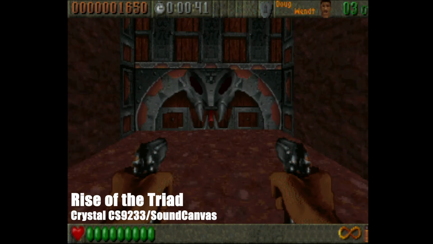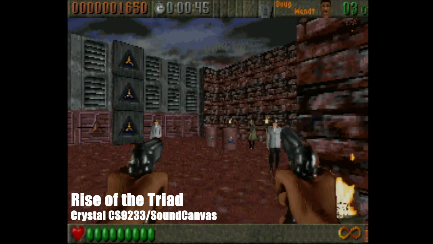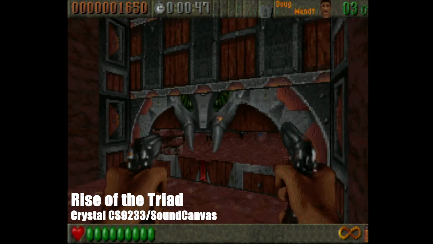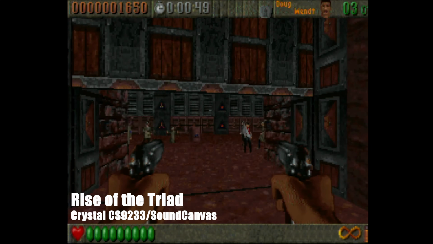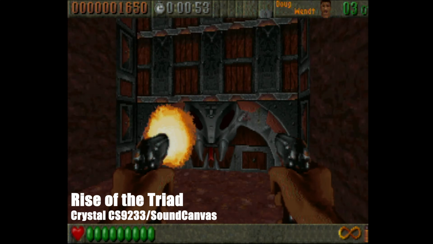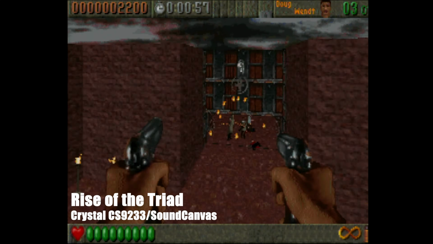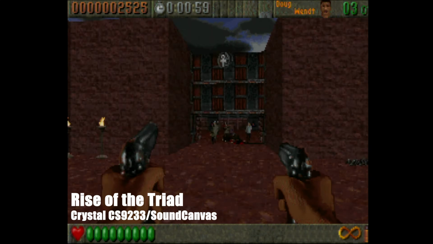At a certain point, it's just a no-brainer. The CS9233 is clearly the superior chip for this game. The fact remains, though, that this isn't really a Roland SoundCanvas. Sure, it sounds fantastic, but compared to the SC55, it's a little more flat and compressed sounding. That's not to say it's bad, it's just different.